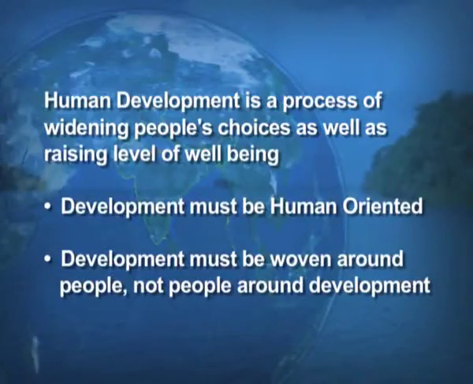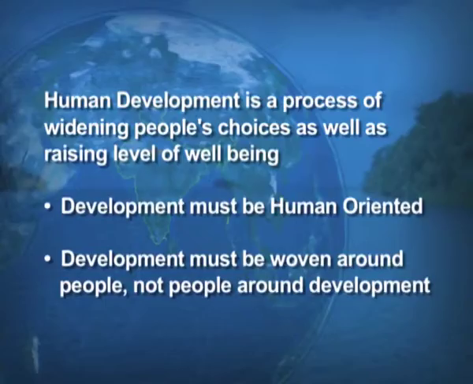Human development is a process of widening people's choices. As we have done earlier, UNDP has also given the statement for human development, that is broadening the choices of the people. So, it is not only broadening the choices of the people, but also raising the level of their well-being. Remember, children, that development must be human oriented, and development must be woven around the people and not the people around the development.